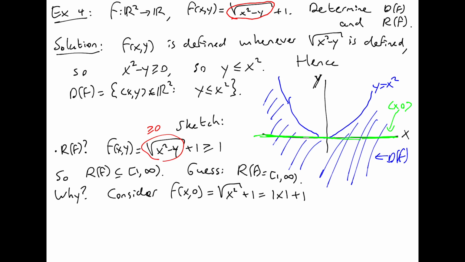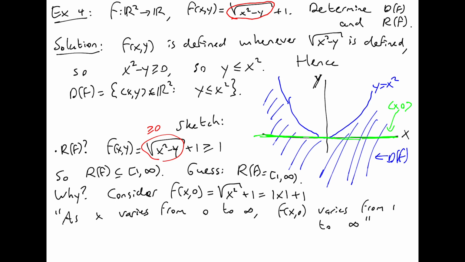And now I look at this and I see that if x varies from 0 to infinity, this is going to give me all the numbers from 1 to infinity, right? So let's write this down. As x varies from 0 to infinity, I see that f of (x, 0) varies from 1 to infinity.